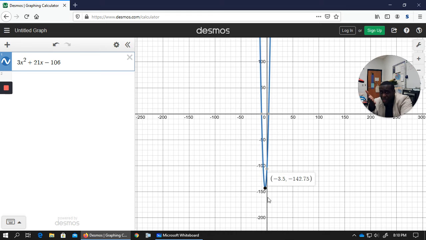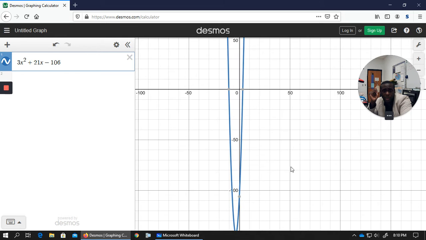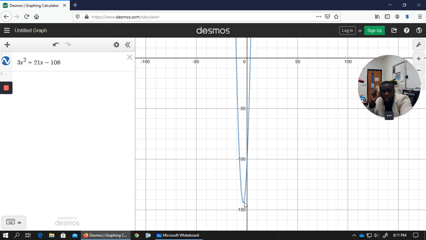So we've got the vertex here. They're not asking us to find the y-intercept, so we don't have to do anything with this. But they are asking us to find the roots as well. The roots are these two, in other words, your x-intercepts. Zoom in on that. So we got your vertex there. Okay, technical difficulties here.